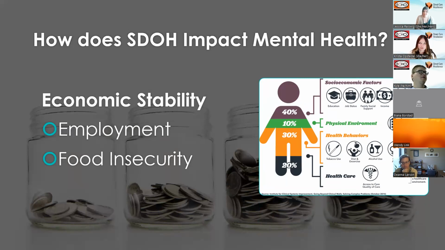And the social determinants of health really impact mental health, especially with economic stability. So, with employment, for example, this includes job security, the work environment, financial compensation, and job demands. And just to highlight, we are focusing on these socioeconomic factors here in that 40% of this graph.